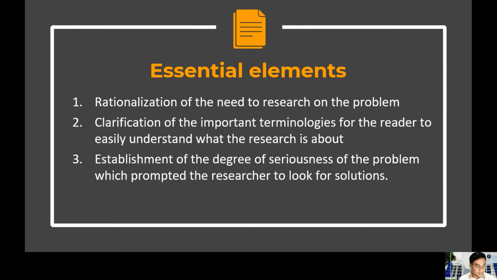For the essential elements, we have first the rationalization of the need to research on the problem. So again, why do we need to study the problem? Next is clarification of the important terminologies for the reader to easily understand what the research is about. So again, what are the variables that you have? What are the phenomena that you have, and their definitions? These are part of your essential elements.